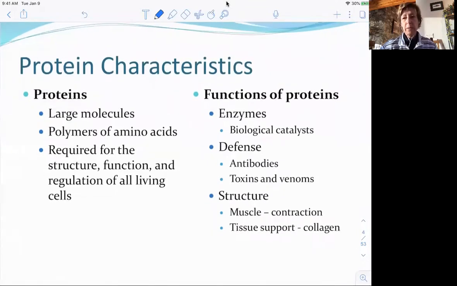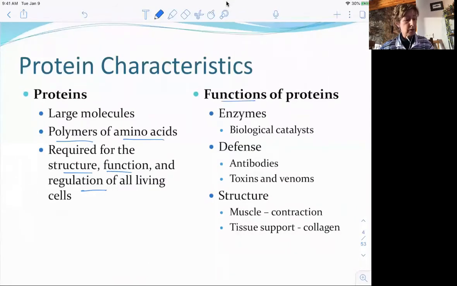So, first off, I want to answer the question, what are proteins? Proteins are large molecules, meaning they're made up of hundreds or thousands of atoms. And if you break them up into individual components, they're made of amino acids. So, we call them polymers because they're made up of repeated units of these amino acids. And they are absolutely required for the structure, function, and regulation of all living cells. So basically, all of our cells are bags of proteins, and those proteins are made because the DNA code gives us the blueprint for how to make those proteins.